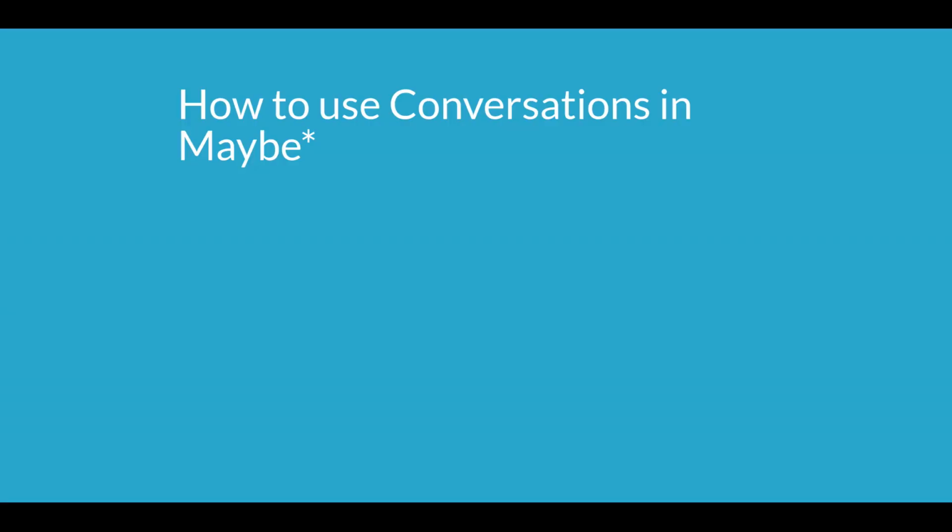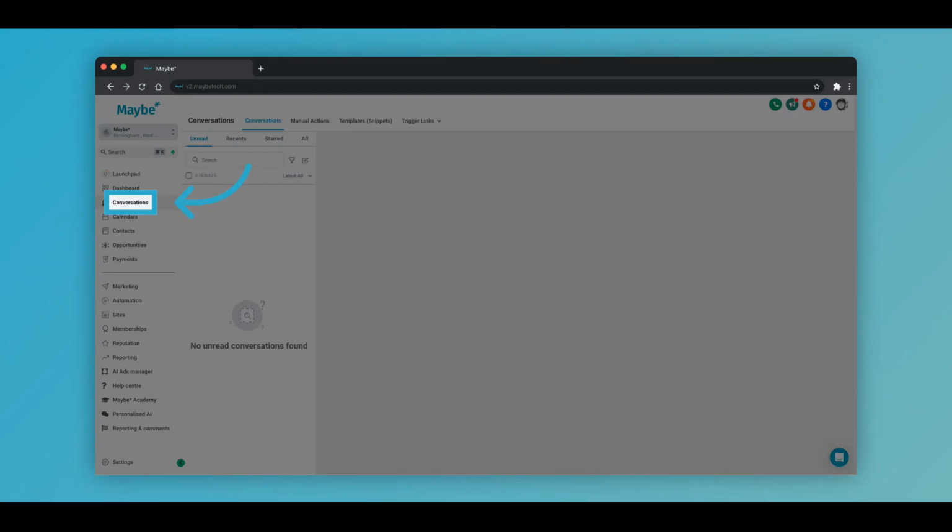How to use conversations in Maybe. In this video, we'll explore the Conversations tab, a central hub for all your communication needs. This feature integrates various platforms like Instagram, Google My Business, and phone calls, ensuring you never miss a message. It's a seamless integration for efficient communication across all your channels.